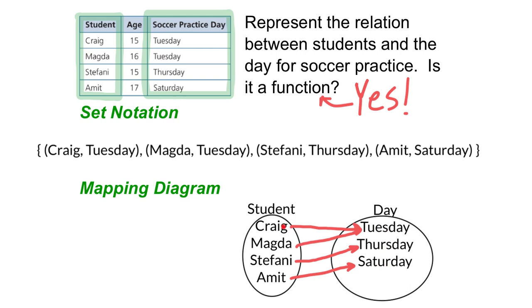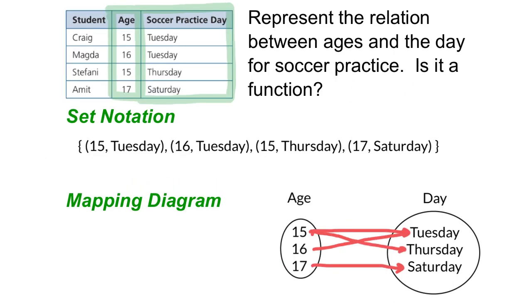Arrows are drawn from the student to the day that they practice. Because Craig and Magda practice on the same day, both Tuesday, they both have an arrow pointing to Tuesday. Stephanie practices on Thursday, Amit practices on Saturday. So I can represent my function as a table, as a list of ordered pairs in set notation, or as a mapping diagram. Now with the same data, I can look at a different relation.